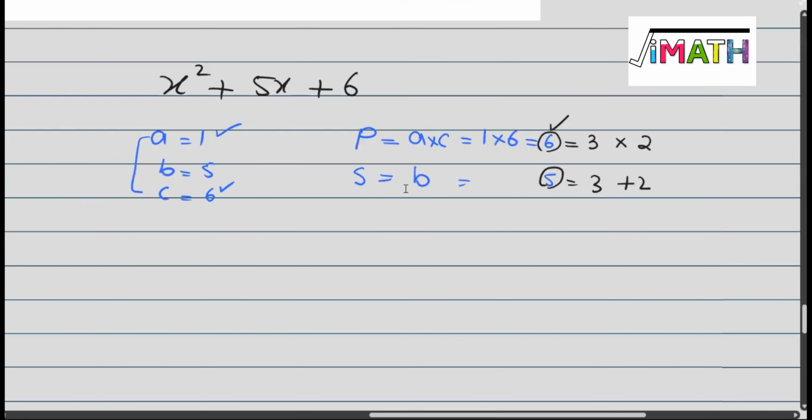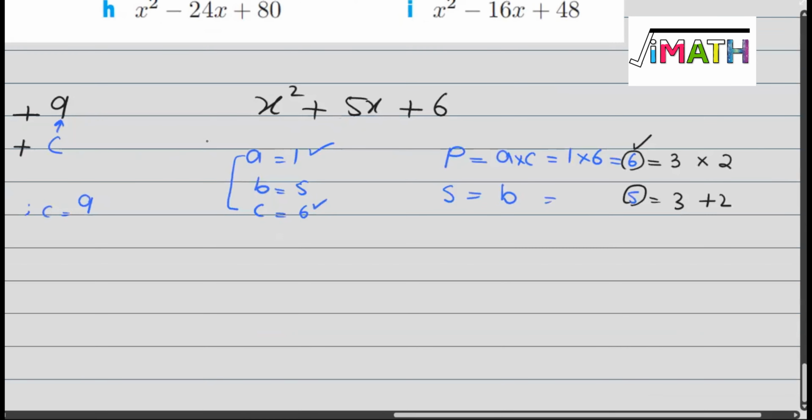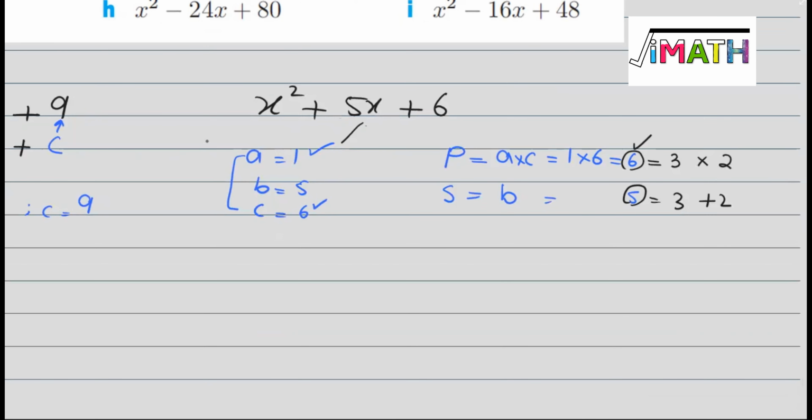Perfect. So we need to split this middle term, so we can write it as x squared plus 3x plus 2x plus 6. You know that 3x plus 2x is just 5x, and if you multiply the coefficients 3 and 2, we are gonna get this 6.